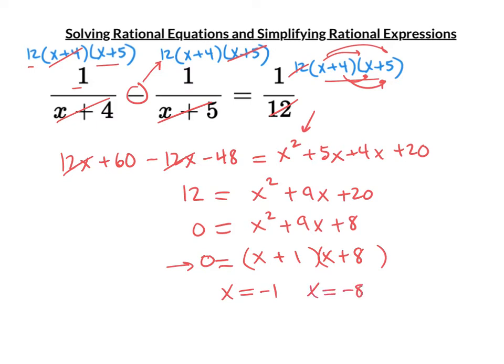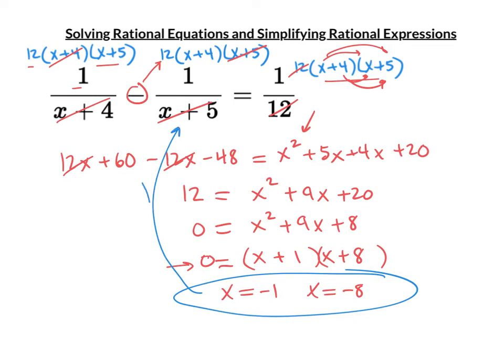This didn't happen here, but I want to point it out. One thing you got to watch for is look at your answers and make sure they aren't restrictions. Check the denominators. Remember here that x cannot be negative 5, and here x cannot be negative 4. If I had gotten answers of negative 5 or negative 4, I would have had to toss them, cross them out because they wouldn't work. They'd make an undefined fraction, and that can't happen. But both of these answers work fine.